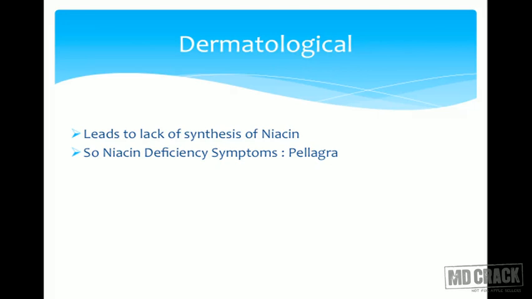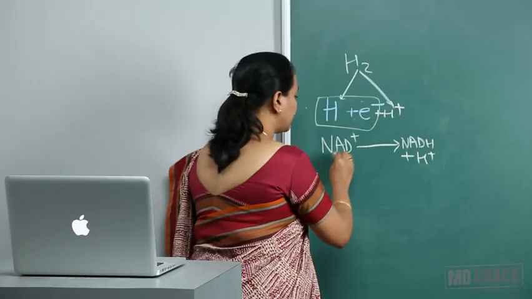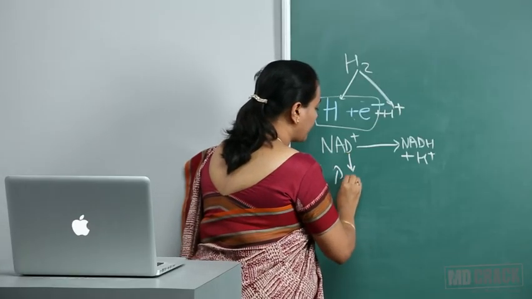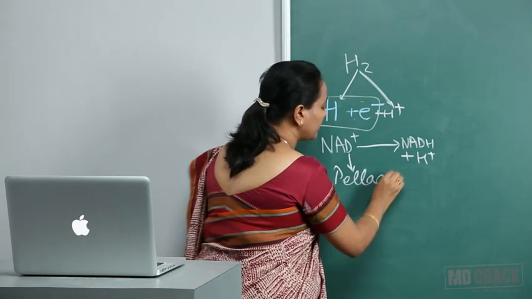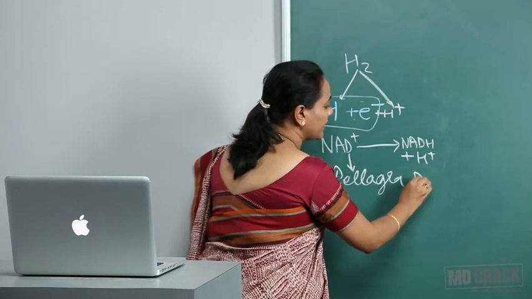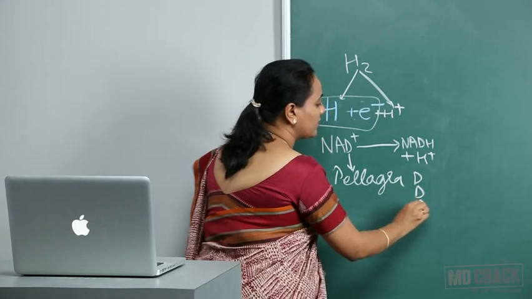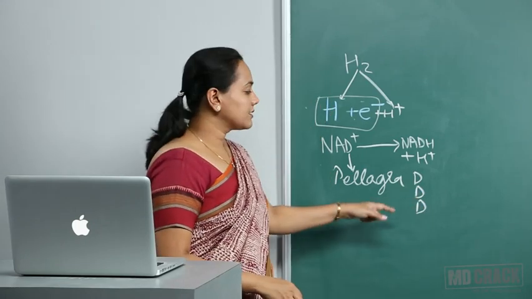Now in niacin, I said it can lead to different symptoms like weakness. But more importantly, niacin deficiency is associated with pellagra. What is pellagra? Three Ds: diarrhea, dementia, dermatitis, and finally death.